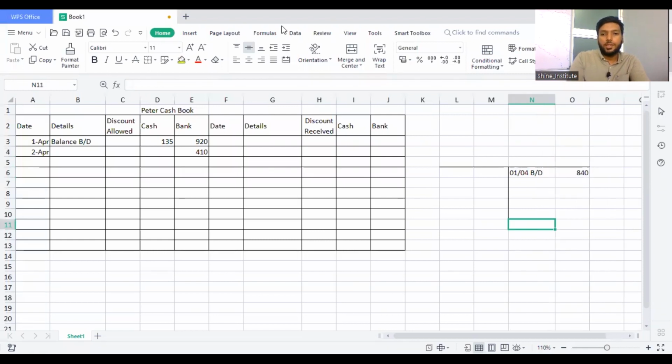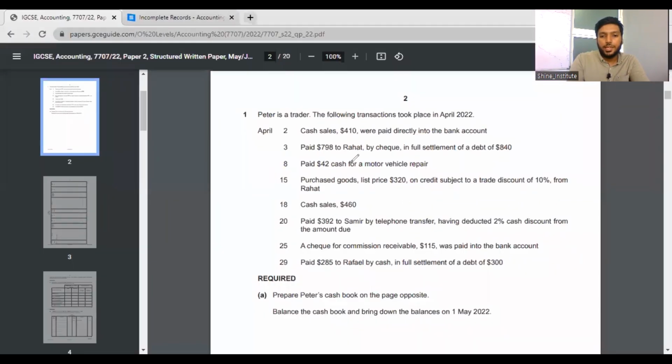Okay, so moving on to the next part. Now let's see the question again. It says that we paid 798 to Rahat by check in full settlement of a debt of 840. So if you are paying 798 instead of 840, the difference is the amount you are getting as discount received.